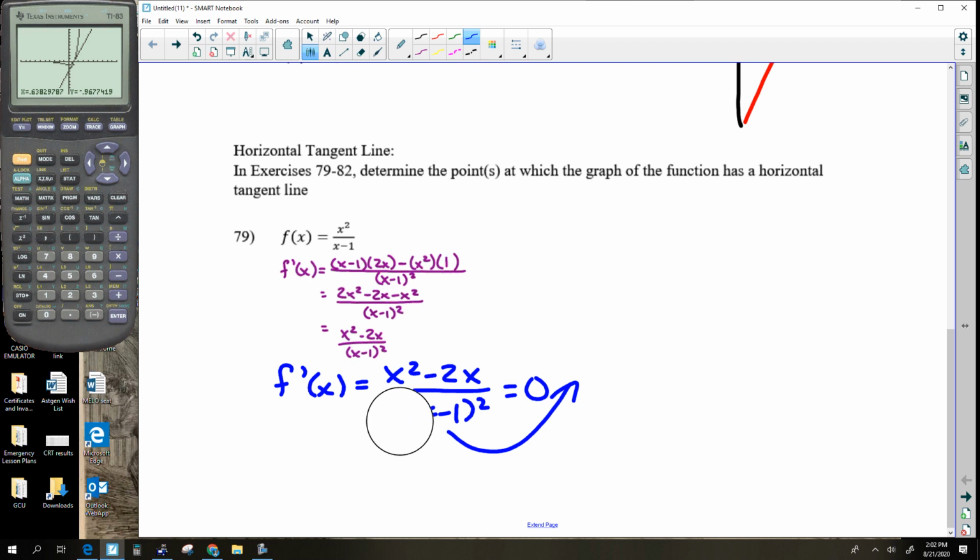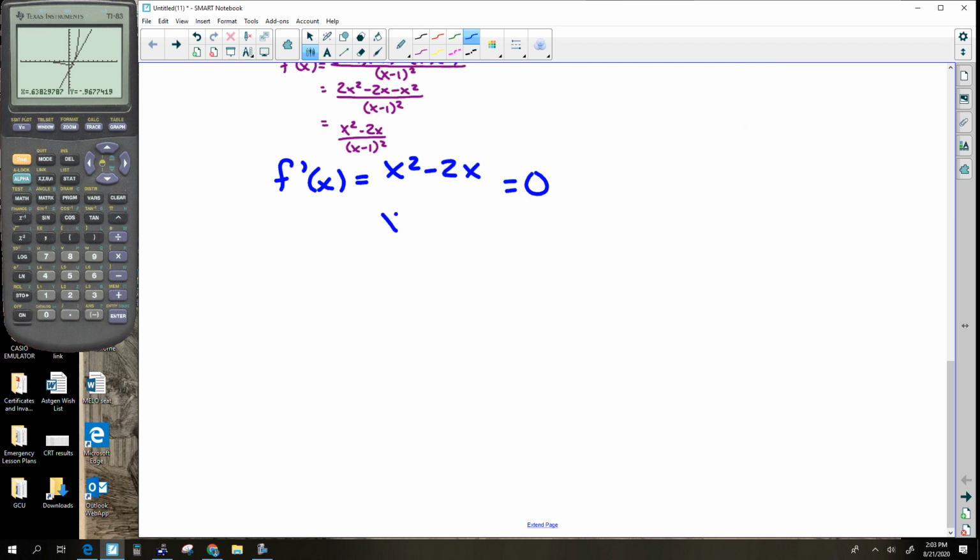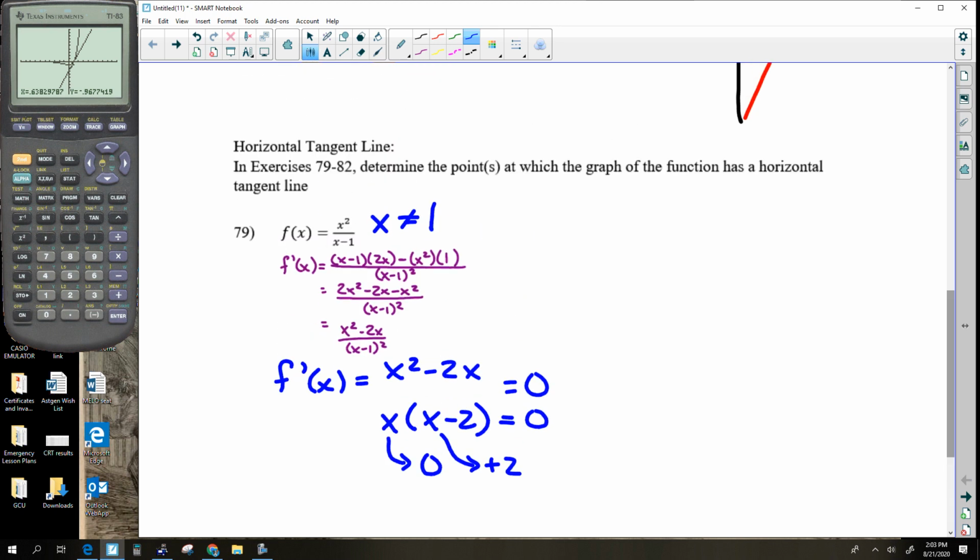So, long story short, zeros don't come from the denominator whatsoever. It's impossible to get a 0 from the denominator. Now, I just have to watch out to make sure that x is not equal to 1. That I do know from the denominator, but I'm not going to get a 0 from the denominator itself. So I set it up, I can GCF out an x, and so I have x's of 0 and positive 2. That is where I'm going to have horizontal tangents.